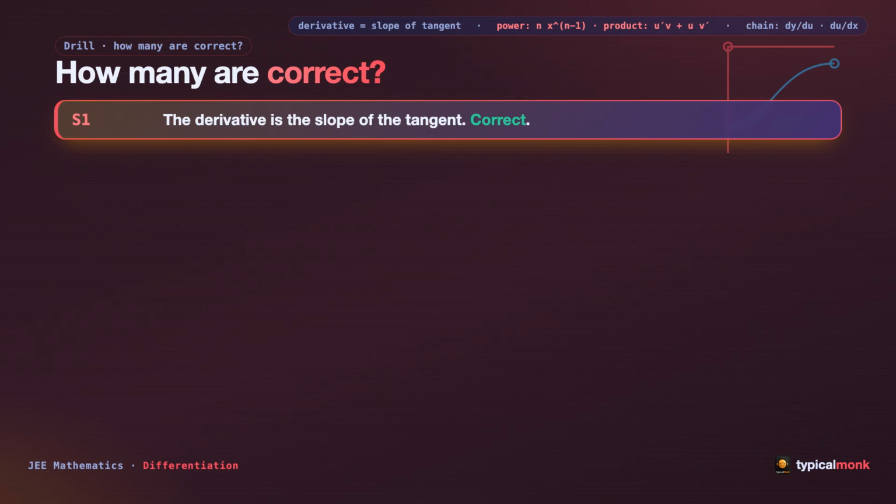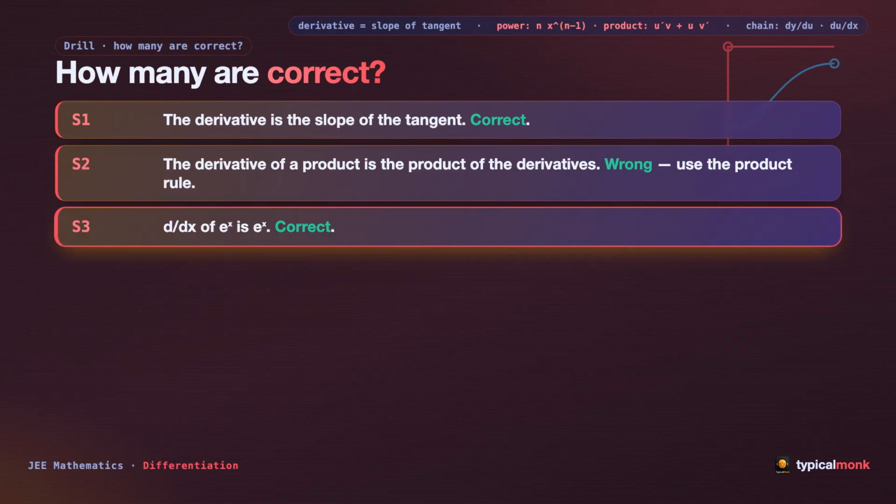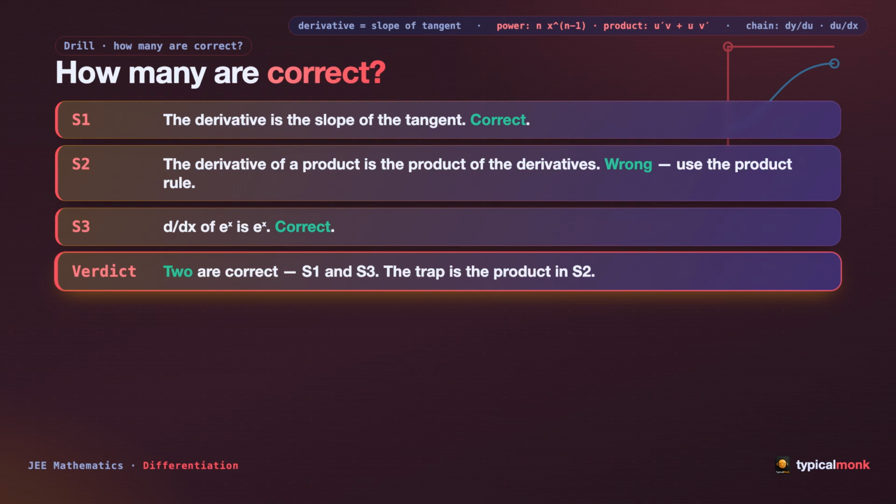Now, how many of these statements are correct? Statement 1: the derivative is the slope of the tangent. Correct. Statement 2: the derivative of a product is the product of the derivatives. Wrong. You must use the product rule. Statement 3: the derivative of e to the x is e to the x. Correct. So the answer is 2 are correct: statements 1 and 3. The trap is the product in statement 2.